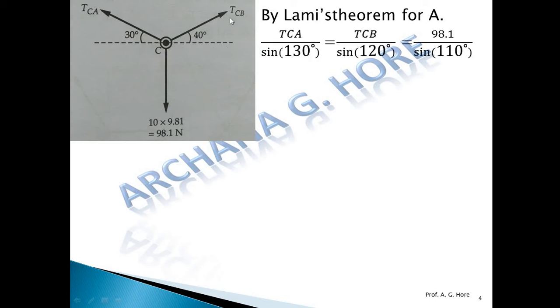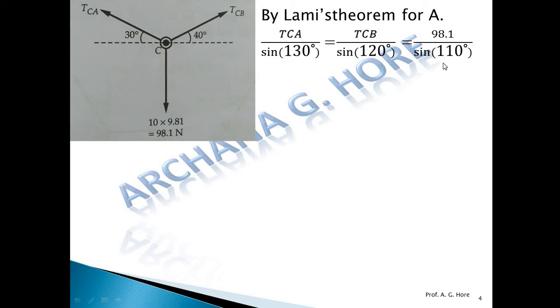Now see here, tension CA divided by sine of 130 is equal to tension BC or CB divided by sine of 120, is equal to this weight divided by sine of 110 angle. Okay, now we want to find out the tension AC and tension BC. If we equate first and last, here only one unknown, TAC, is there, and if we equate the second and last, here one unknown is there, that is the tension CB. So we can find out likewise.